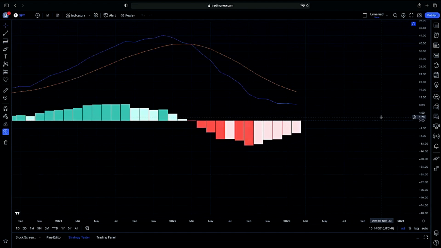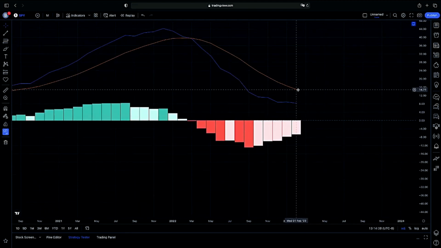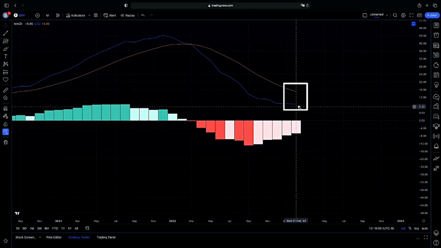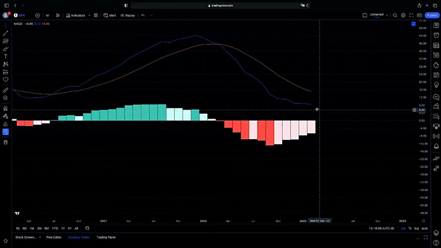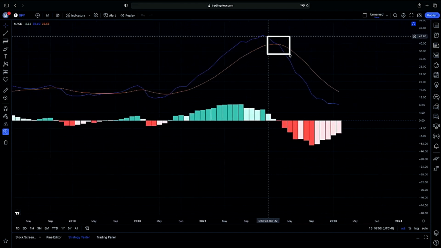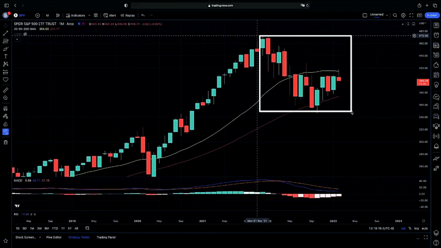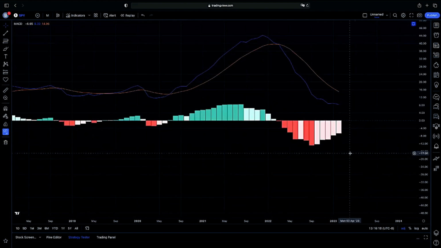And lastly, as far as long plays go, we do need our 12 and our 26 to cross higher here. Again, we need our 12 to cross back above our 26, or else we will not get that continuation on bullish momentum. Again, we have been getting that continuation on bearish momentum as we did cross lower.